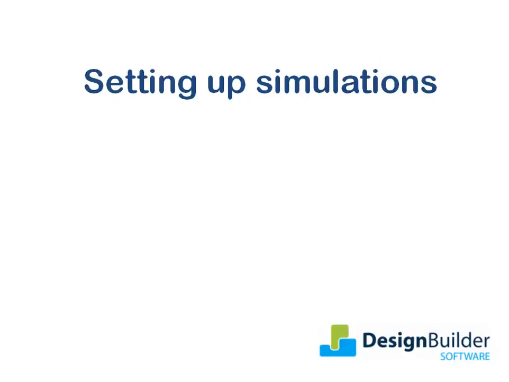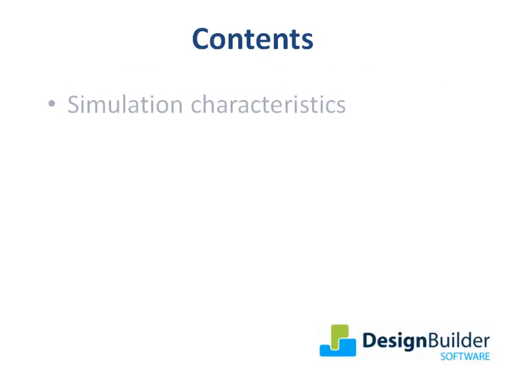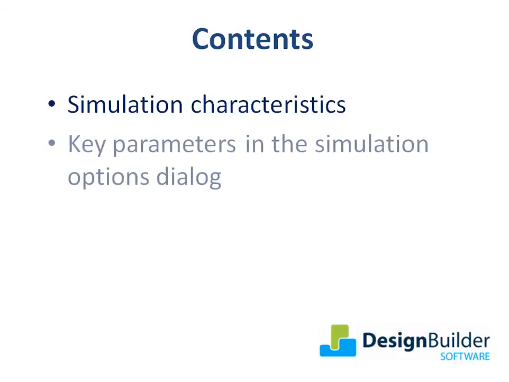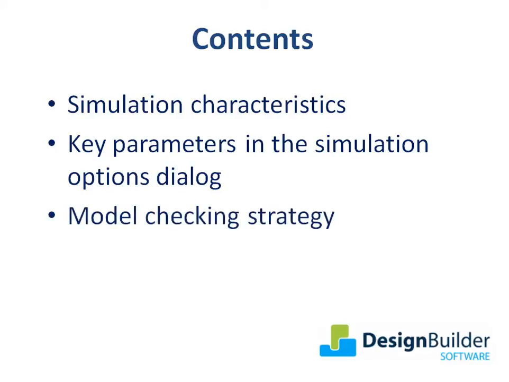The likely performance of a building can be modelled in DesignBuilder by running simulations. The purpose of this tutorial is to show you how to set up a simulation, and during the tutorial I'll look at how the calculations are run, the key parameters involved in setting up the calculation and the simulation output options, which are specified in the simulation options dialog, and finally a strategy for checking your model, which will help eradicate errors prior to running longer simulations or producing final results.